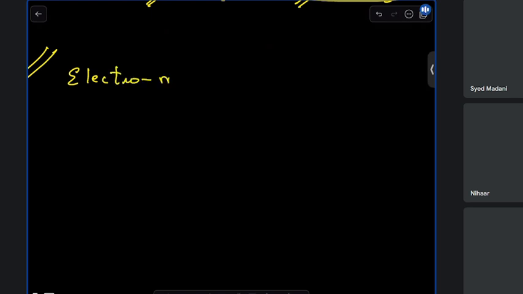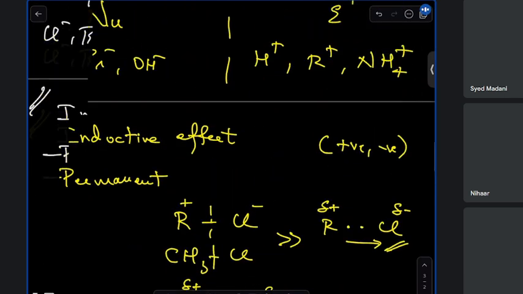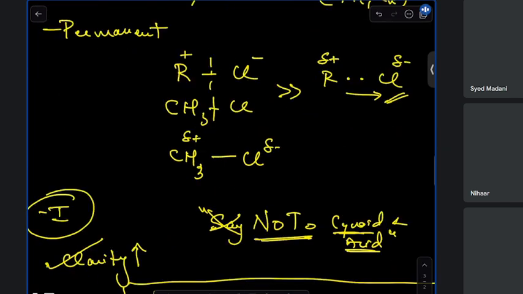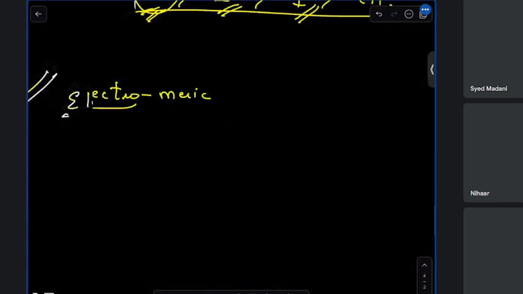Electromeric. There is a reason I put the hyphen there. That is not there in the question. It's just that I put it for me to explain properly. Now understand. Electromeric, the word says electro. I just now thought your concept called electrophile. If nucleophile is negative, electrophile is positive. So this is nothing but attack of an electrophile. I'll tell you what it means.